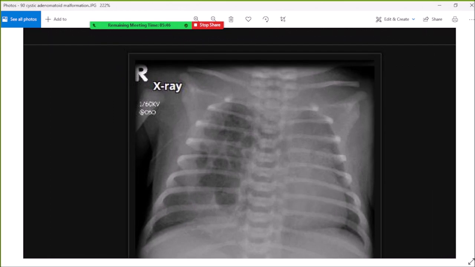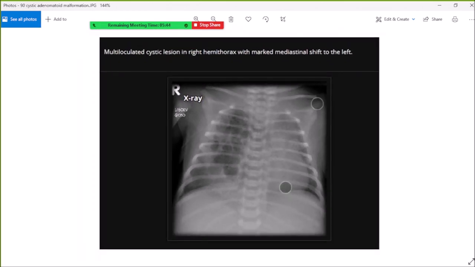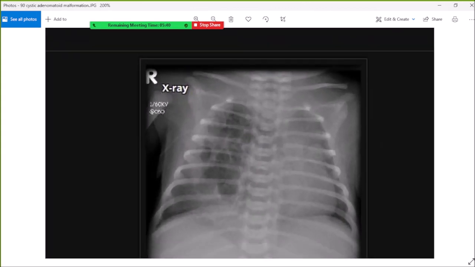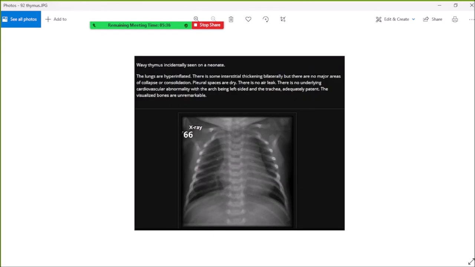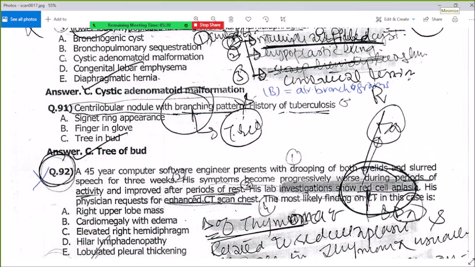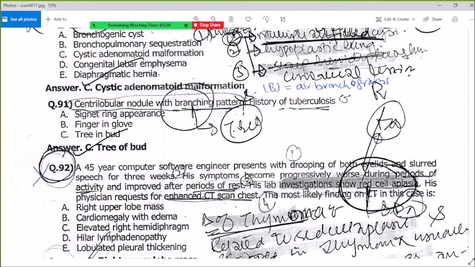The cystic adenomatoid malformation, right upper lobe. Thymus, thymic sail sign, thymus in a child. Now 91: central lobular nodule with branching pattern, history of tuberculosis, so the answer is tree-in-bud. Central lobular nodule with branching pattern and history of tuberculosis, answer: tree-in-bud.